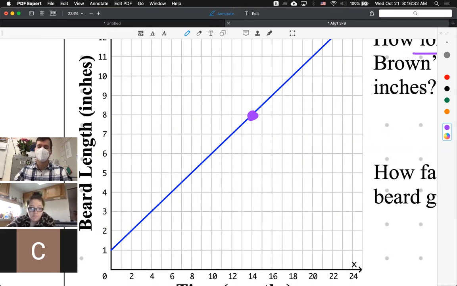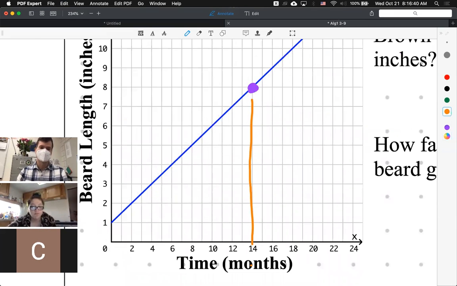And then go down. You have to figure out, okay, well, what time does that correspond to? If you come all the way down, it corresponds to 14. And our units for 14 is months. It'll take Mr. Brown 14 months to have a beard that's 8 inches long.